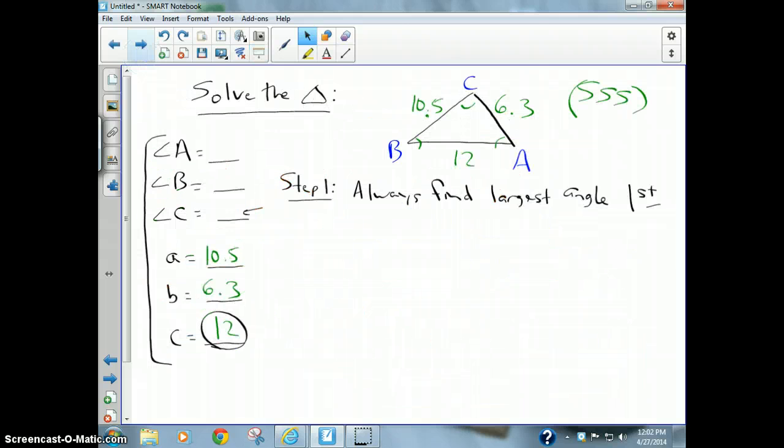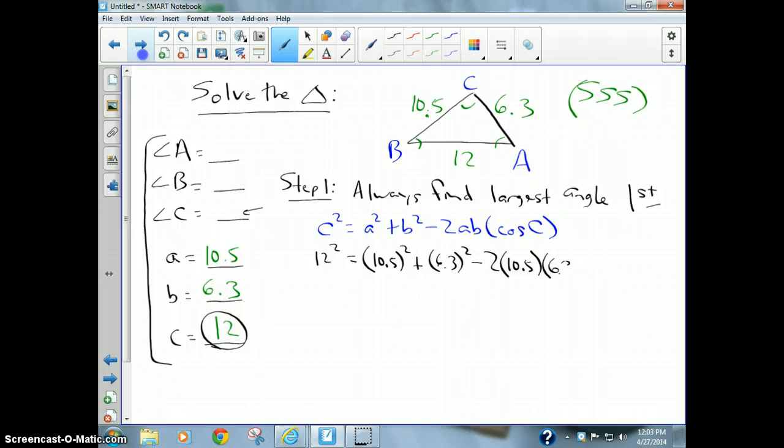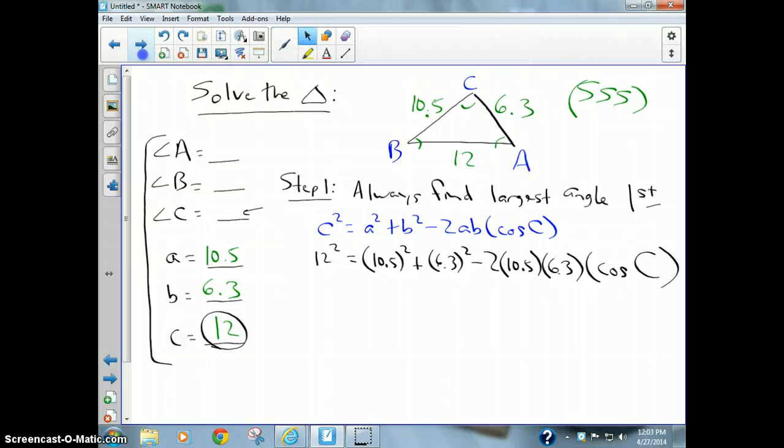Okay, so here we go. C squared equals A squared plus B squared minus 2AB times the cosine of C. Now, let's fill in all our numbers. C is 12, so 12 squared equals A squared, which is 10.5 squared, plus B squared, which is 6.3 squared, minus 2 times A, which is 10.5, times B, which is 6.3, times the cosine of angle C. All right. Well, people, here's where you got to work backwards. You got to go backwards all the way and solve for C.